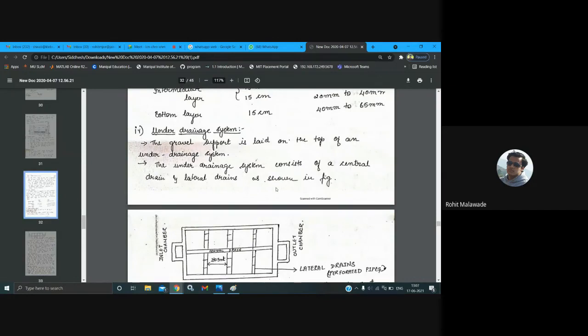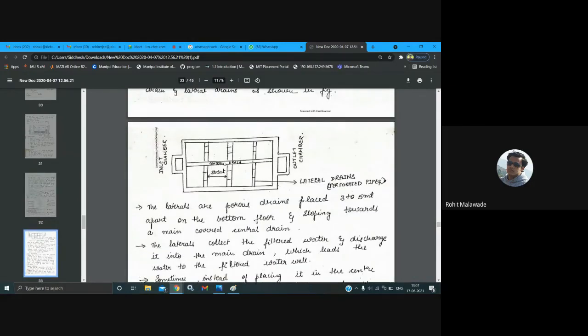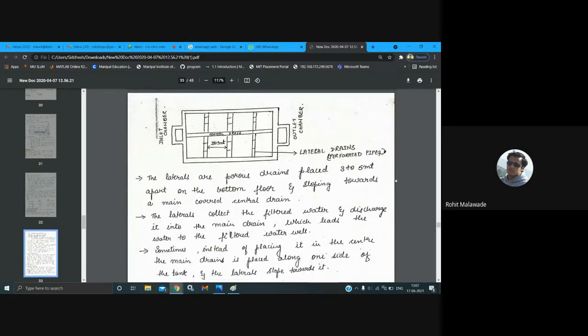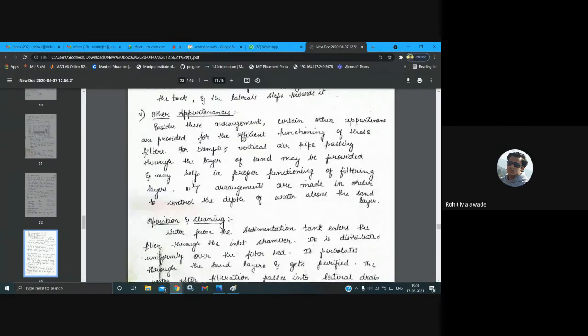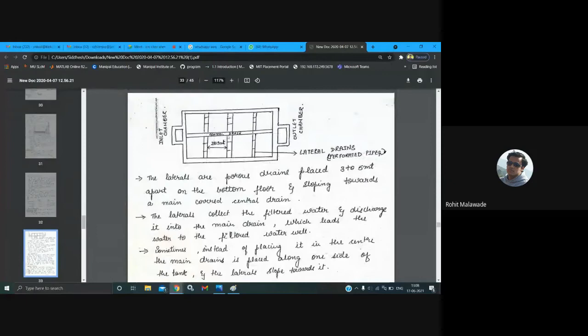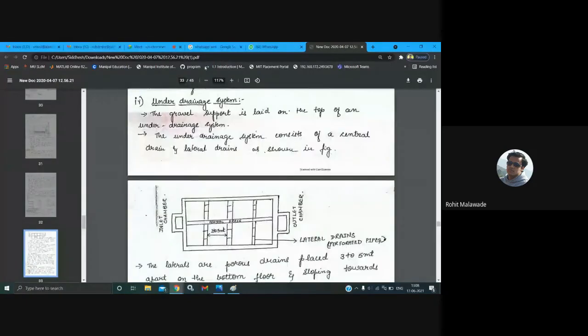The under drainage system consists of a central drain and lateral drains. These we call lateral drains, and this we call the central drain, right? The laterals are porous drains placed 3 to 5 meter apart. Normally we keep the distance between these two around 3 meter, and they are sloped towards the central drain. The laterals collect the water and transmit it to the central drain.